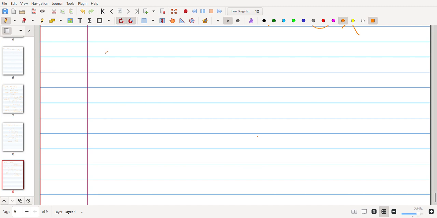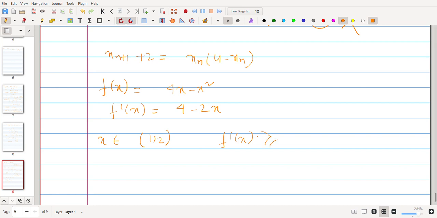Okay, so we have x_{n+1} plus 2 is basically x_n times (4 minus x_n). So consider a function f(x) equal to 4x minus x squared. Then f prime of x equals 4 minus 2x. Now if x belongs to [1, 2], that means f prime of x is greater than or equal to 0. That means f is increasing.